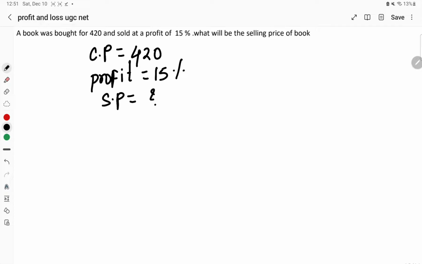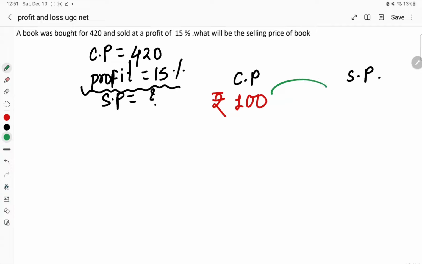In the last question, loss percentage was given. Now profit percentage is given. Same, what you have to do is write CP on one side, SP on the other side. For CP, we have to consider the base value as rupees 100. Now on 100 rupees, a profit of 15% is given. So calculate the profit of 15%. Whenever we are calculating the profit, we have to add it to 100 rupees, and whenever we are calculating the loss, we have to subtract it from 100, right? So 115 will be the price at which we are selling that particular product at the profit of 15%.